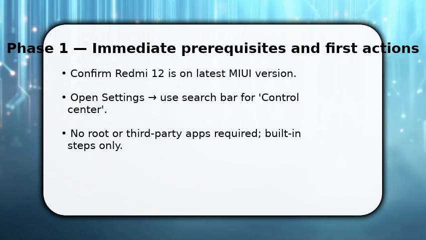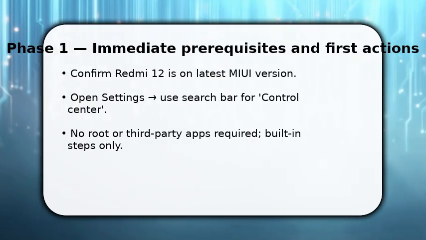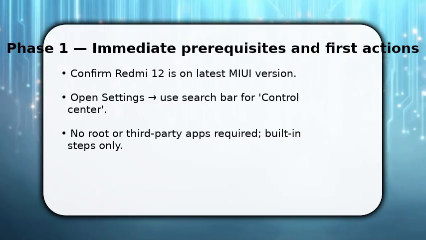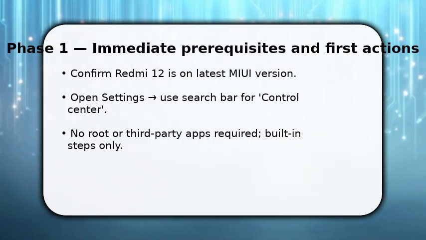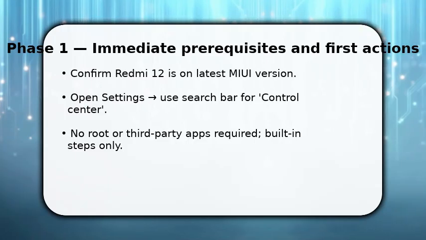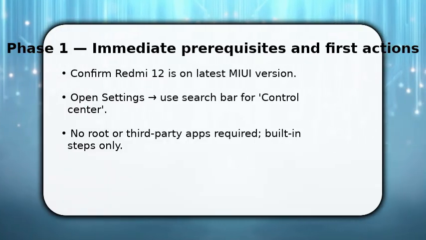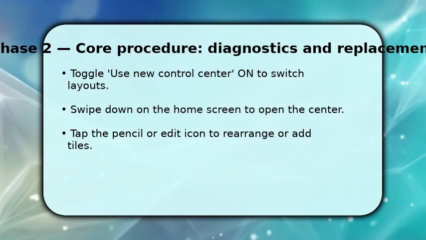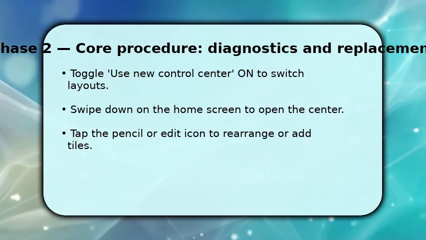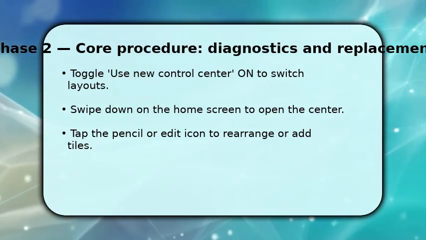You want the native configuration, so skip launchers or mods. Tap the entry labeled Control Center and Notification Shade and get ready to flip the system option that switches to the new layout, which is the only supported method. Now enable the new Control Center. Toggle Use New Control Center on in that settings page. This switches the interface immediately.